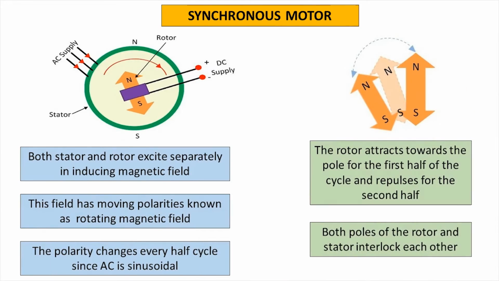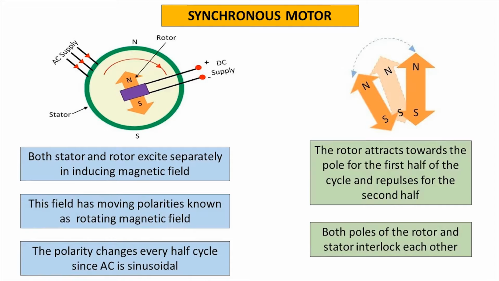Next, allow me to explain how the synchronous motor works. The stator and rotor are both excited separately. The excitation is the process of inducing a magnetic field on the parts of the motor with the help of electrical current. When the three-phase supply is given to the stator, a rotating magnetic field develops between the stator and rotor gap. The field having moving polarities is known as the rotating magnetic field. The rotating magnetic field develops only in a polyphase system.